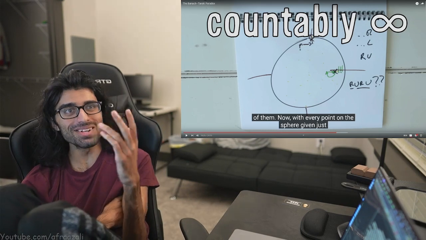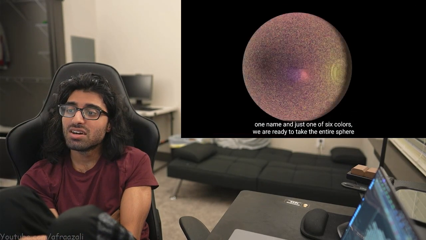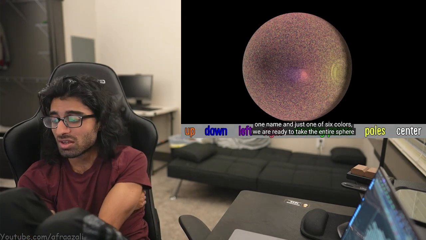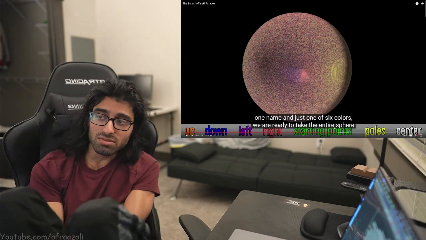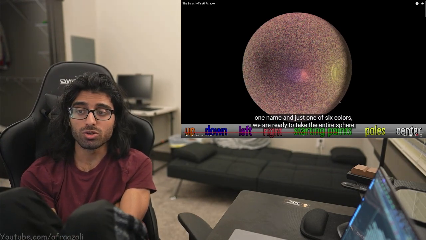I'm so lost. Now, with every point on the sphere given just one name and just one of six colors, we are ready to take the entire... They could be all green. Honestly, every pole is also on a green point.